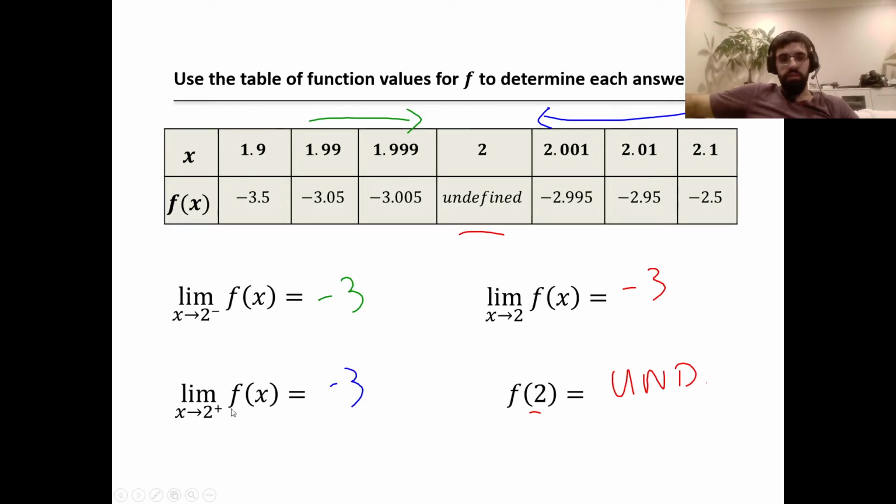Now the limit as x approaches 2 from the right. As we go from the right, 2.1 and work our way towards 2, our outputs go from negative 2.5, negative 2.95, negative 2.9995. We can see that from the right, we're going down to negative 3. So the limit as x approaches 2 from the right is also negative 3. Since the left and the right both approach negative 3, the limit as x approaches 2 is also negative 3. However, if we evaluate f of 2, it is undefined. We know that because it says so in the table.